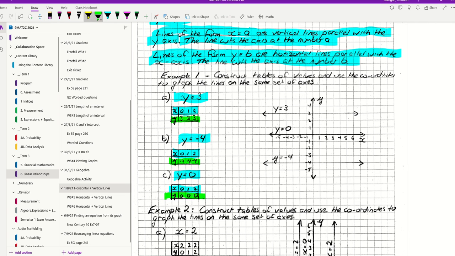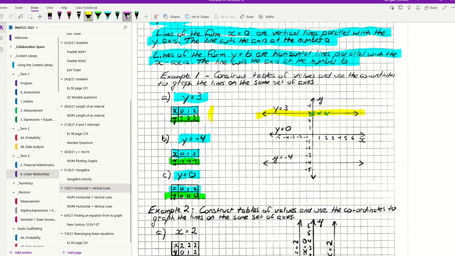My first one, which I'll mark in yellow here, was y equals 3, and I've got the points 0, 3, 1, 3 and 2, 3. So if I plot them, x equals 0, y equals 3, x equals 1, y equals 3, x equals 2, y equals 3. And then we can draw our line through here. So that's our line y equals 3.